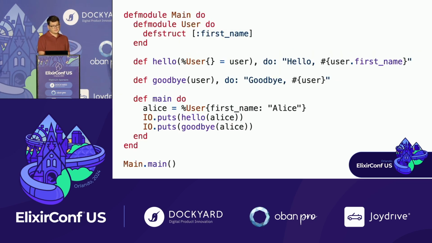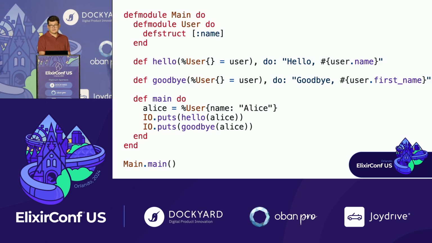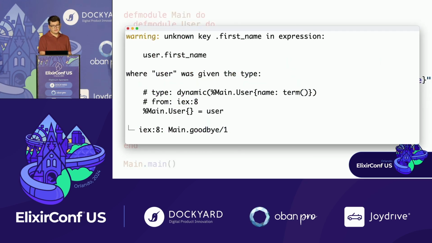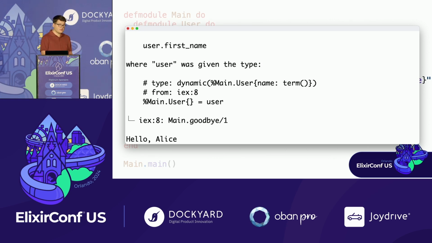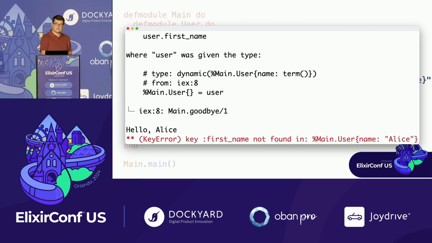OK, so let's fix it up. And now let's make another change. We change the first name to name. We update hello. We update main. And we run the program again. And now, as of Elixir 1.17, we are going to get a compiler warning: unknown key first name, because user has a name field. So we got a compiler warning, we got hello Alice, and we got an error.